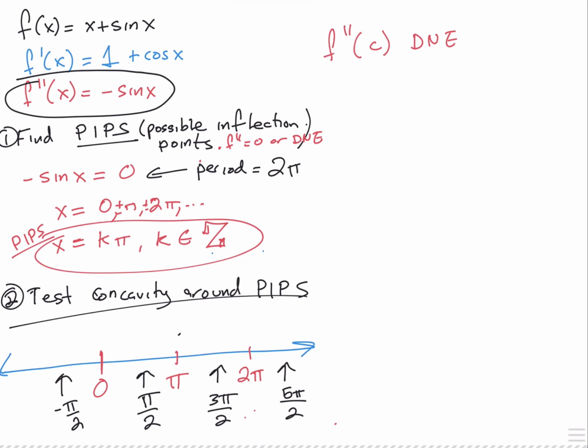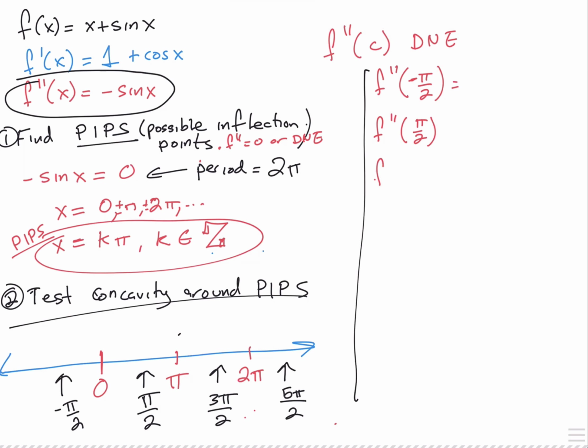Okay. And then where am I going to plug those into? Do I plug it into the function, the first derivative, or the second derivative? Second derivative. Why the second? I'm looking for concavity. Okay, good. All right, so we have the second derivative at minus pi over 2, pi over 2, 3 pi over 2, and 5 pi over 2.